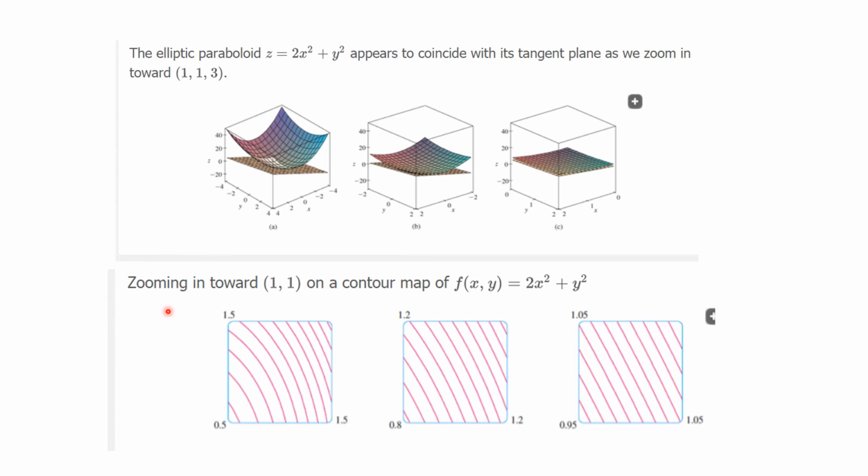Similarly, if we're looking at the contour plots, zooming in on 1, 1 on a contour map of this, we get this, this, and this. You see it's becoming closer and closer to being parallel lines, which is exactly what you would get if you were talking about a plane.